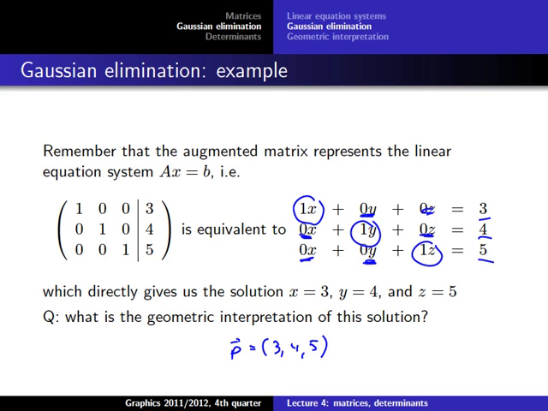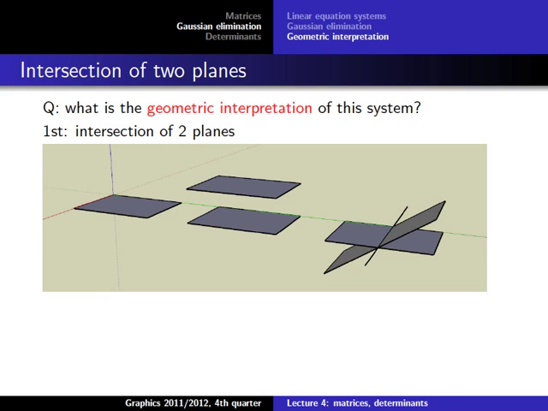The question is, of course, is the solution of the intersection of 3 planes always one point, or do we always have a solution? And the answer is, of course, no, we don't. If we think about how 3 planes can intersect in a 3D space, let's first look at how 2 planes can intersect in a 3D space.